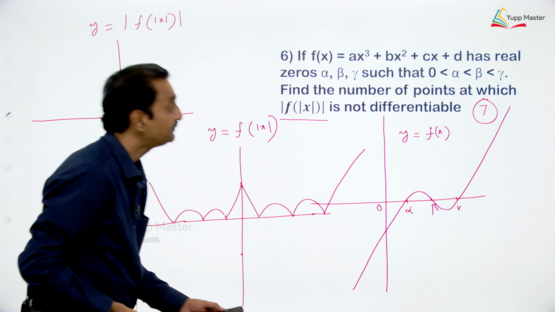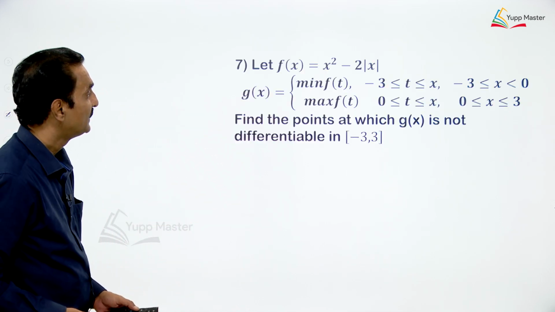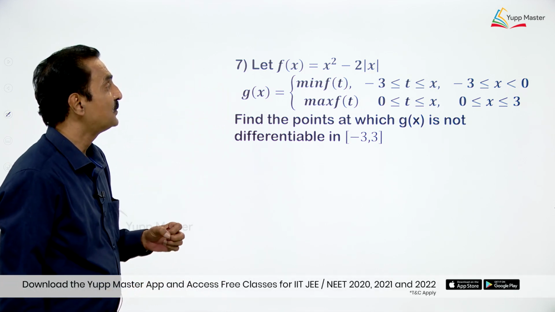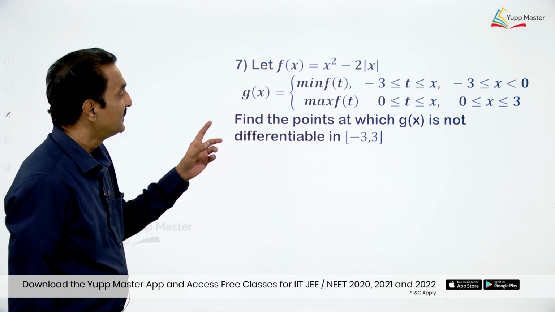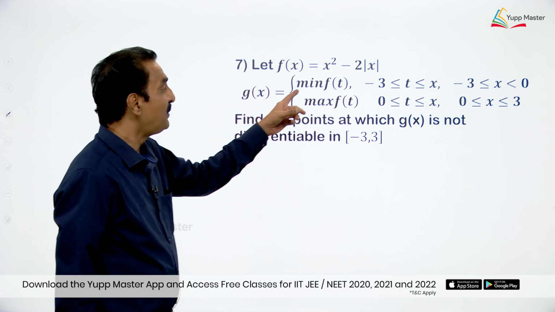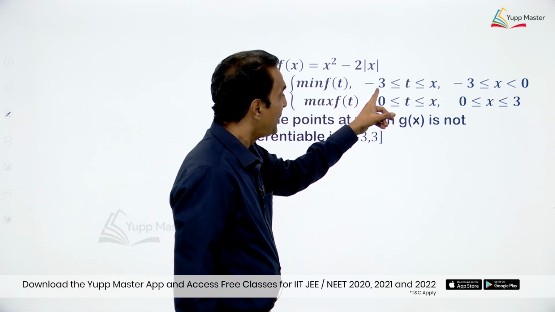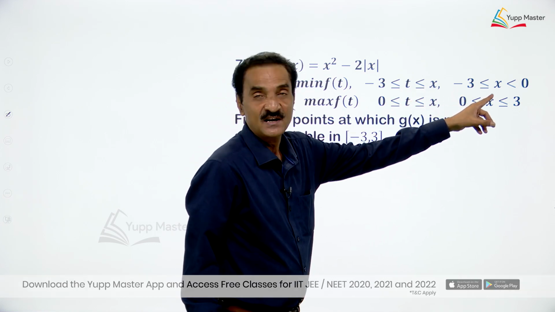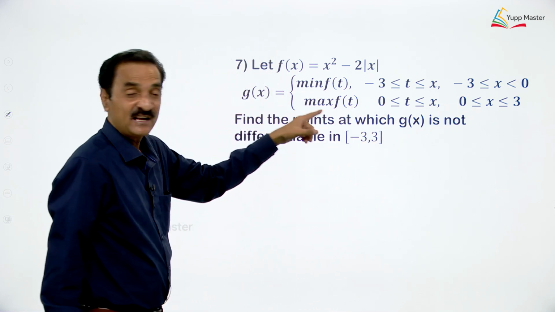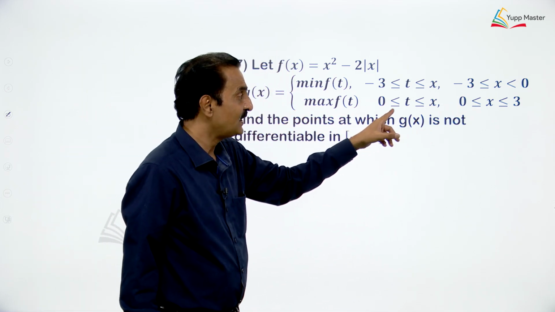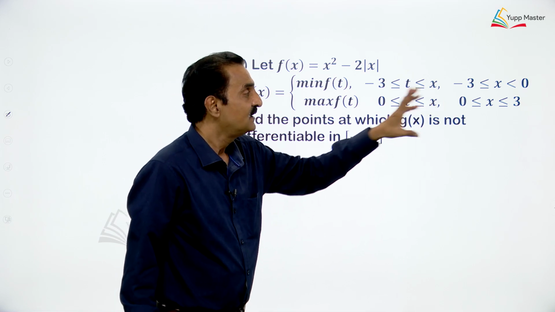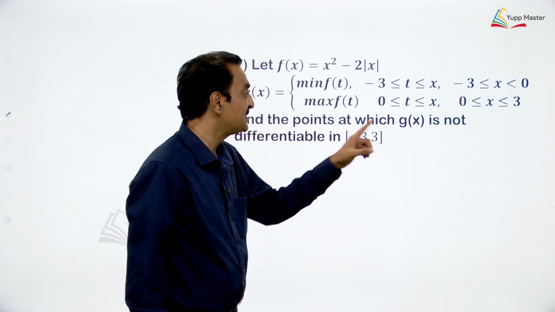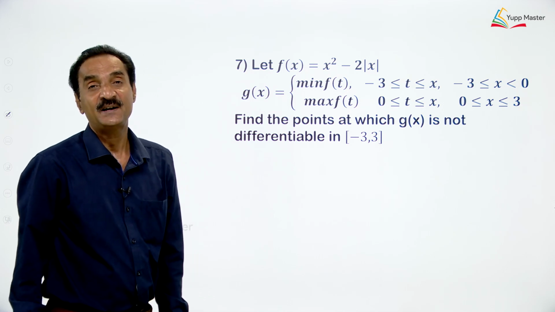Now, next question. This is a very good question. Let f of x be equal to x square minus 2 mod x, and g of x be the minimum of f of t, for minus 3 less than or equal to t less than or equal to x, when minus 3 less than or equal to x less than 0, and the maximum of f of t, for 0 less than or equal to t less than or equal to x, when 0 less than or equal to x less than or equal to 3. Then find the points at which g of x is not differentiable in the interval minus 3 to 3.